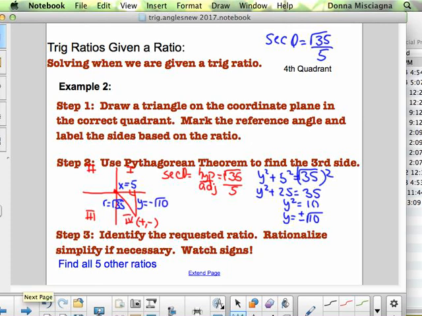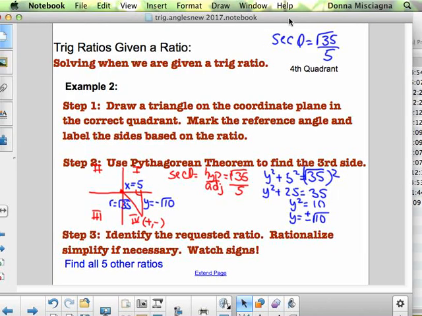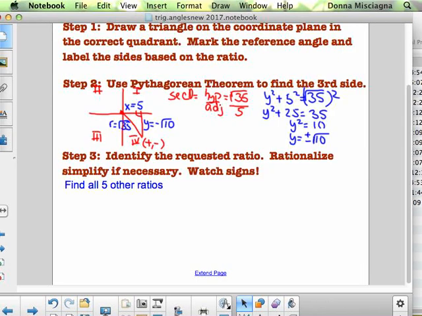Now we're going to find the other 5 ratios, and I am going to need more space. So can I get this to move down? Where is, oh, I'll just hit this. Okay, you can still see the work. I didn't write anything above this right here, and then we'll find the other 5 ratios.